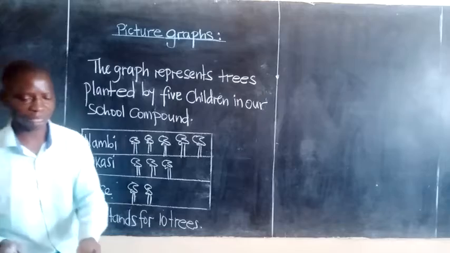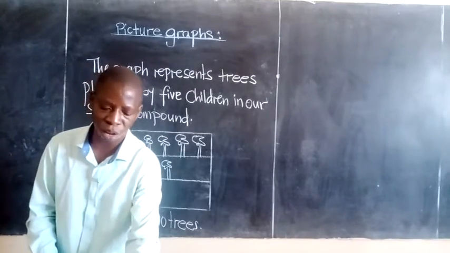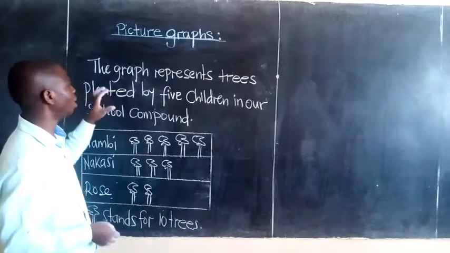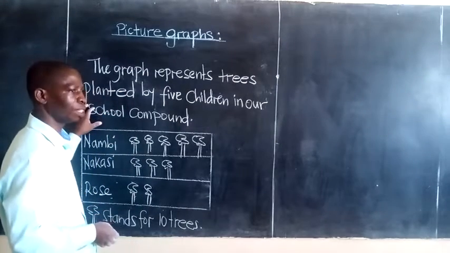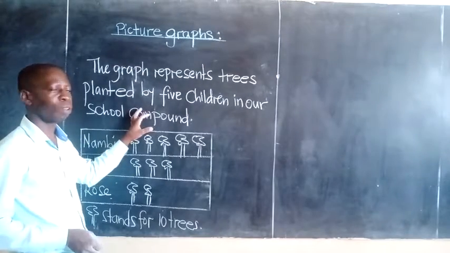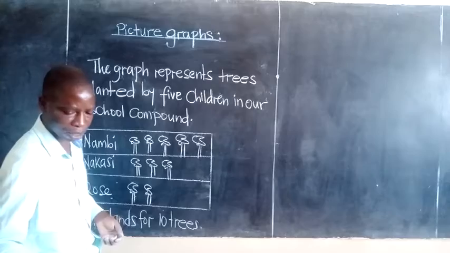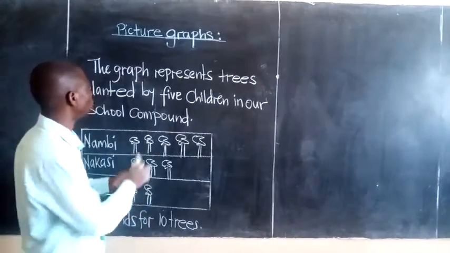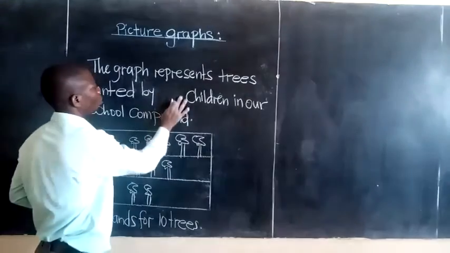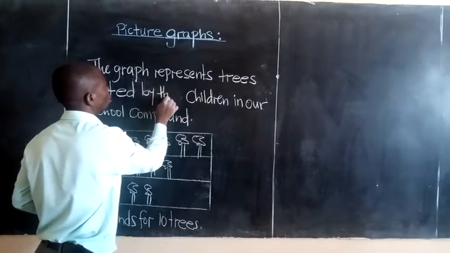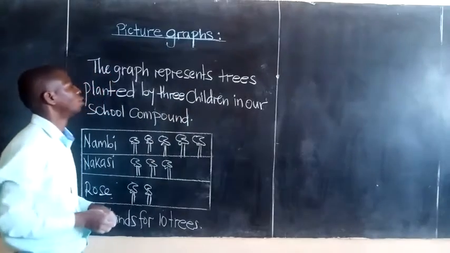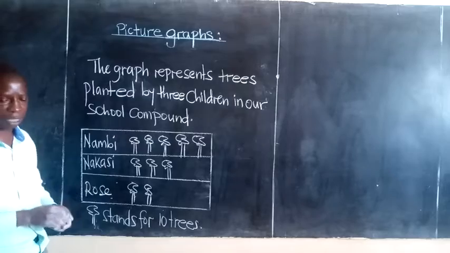So what did I say? I said when you are given graph work, when you are given a picture graph, you need to read and interpret the statement. You must be able to read and understand the statement given. So we have our statement here. Actually, this one is supposed to be 3.